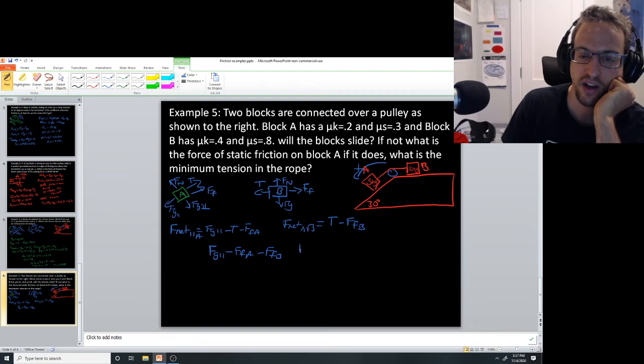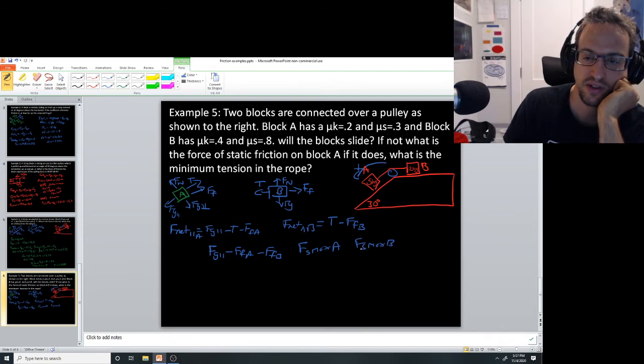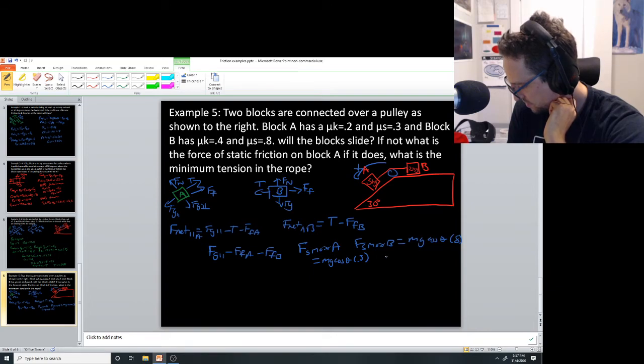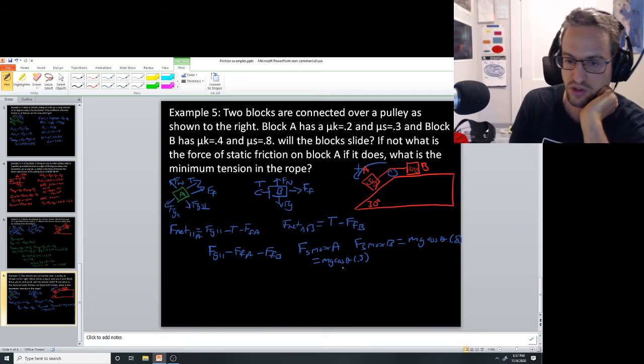So let's go ahead and find what Fs max A is and what Fs max B is. Okay, this is going to be normal force times coefficient of static friction, which is mg cosine theta times 0.3. And this one is going to be mg cosine theta times 0.8. If you do that actual math out, this is 12.7, and this is 15.8.